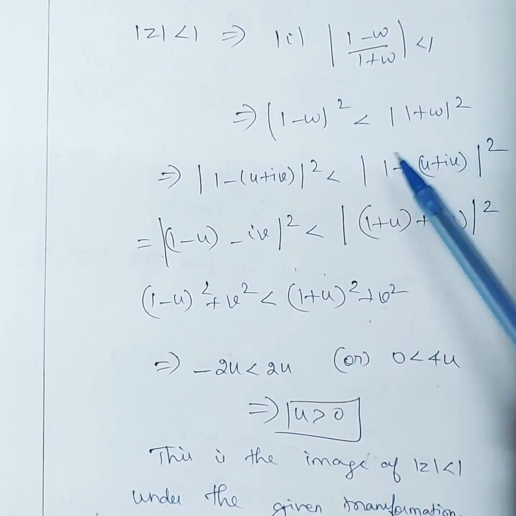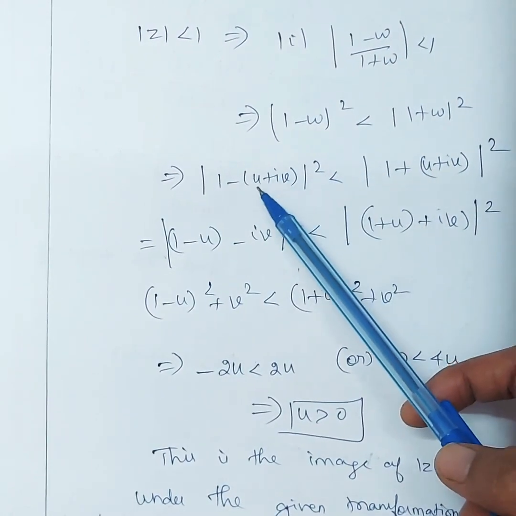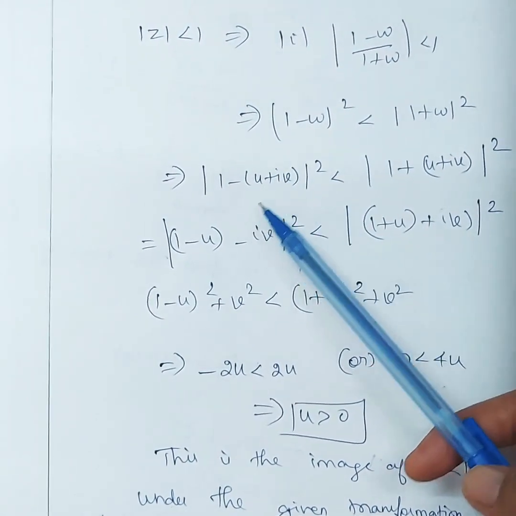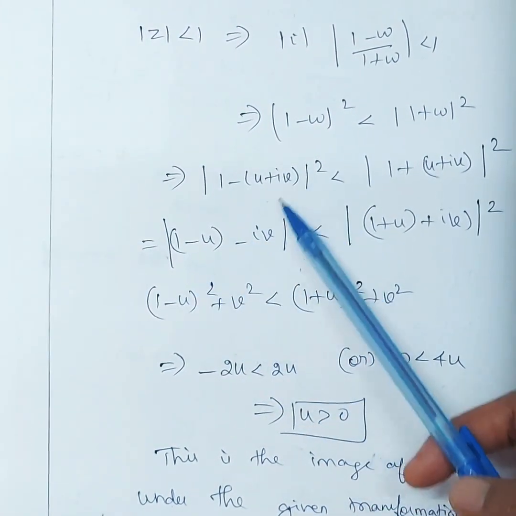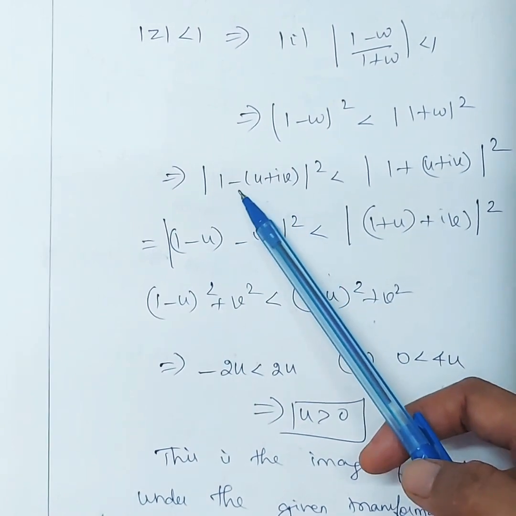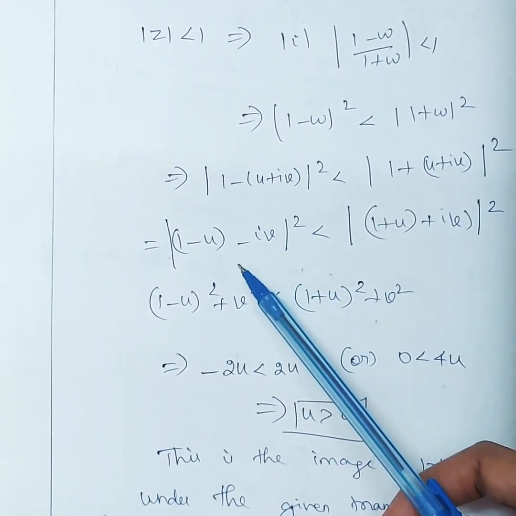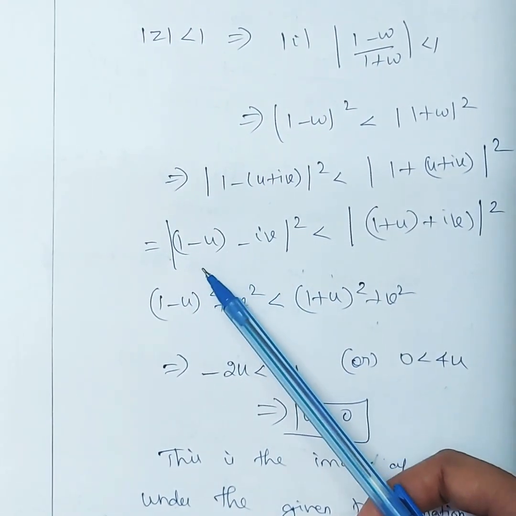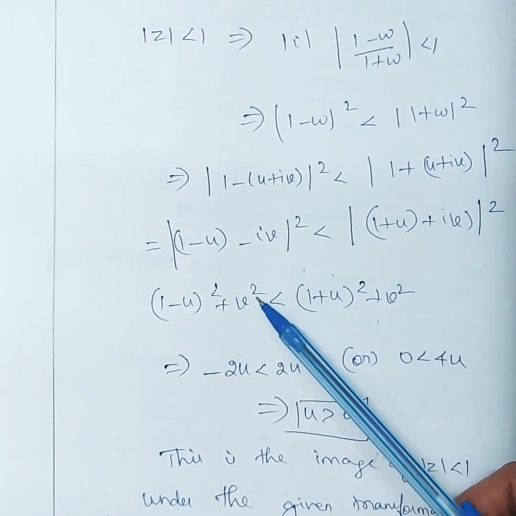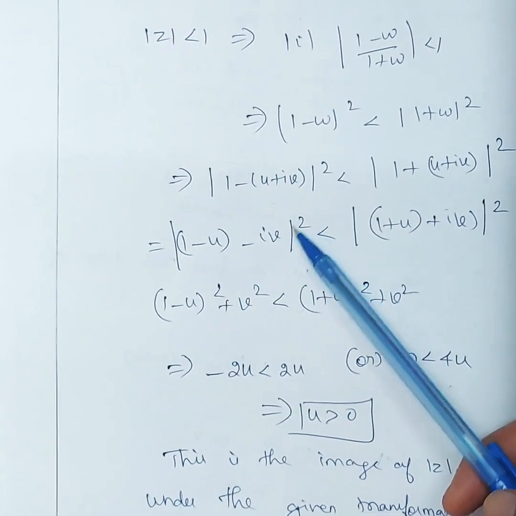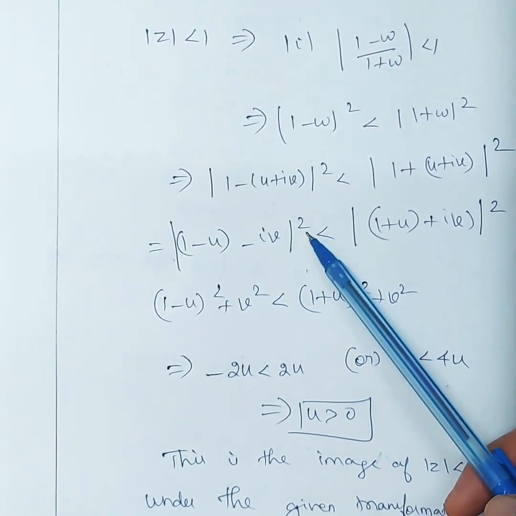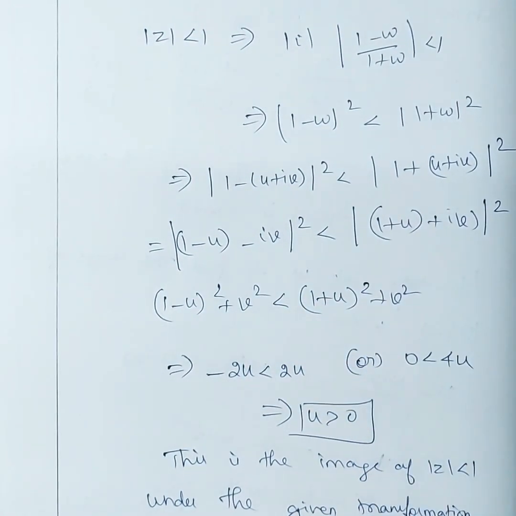Okay. Now w is nothing but u plus iv, just substituting, segregating the real part and imaginary part. 1 minus u is the real part and minus iv is the imaginary part. Negative sign is there outside. What is the modulus of any complex function? Real part the whole square plus imaginary part the whole square. So why we have taken the square? Because it is square root of, since it is whole square, the square root is not there.